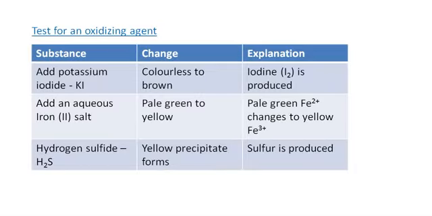Now how do we test for an oxidizing agent? If we want to test for an oxidizing agent, we can just add potassium iodide, in which case the color changes from colorless to brown because iodine is being produced. Or we can add an aqueous iron(II) salt, and the change in this case is pale green to yellow. Or we can use hydrogen sulfide.